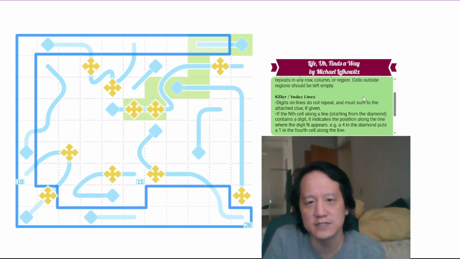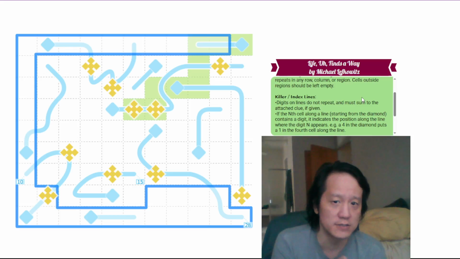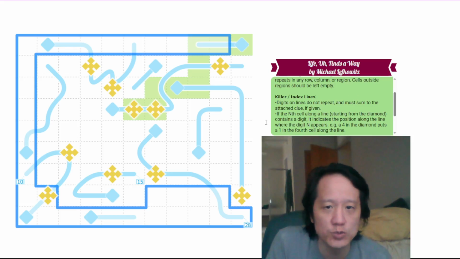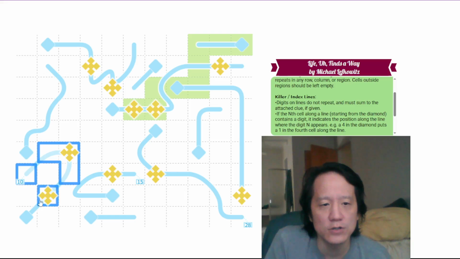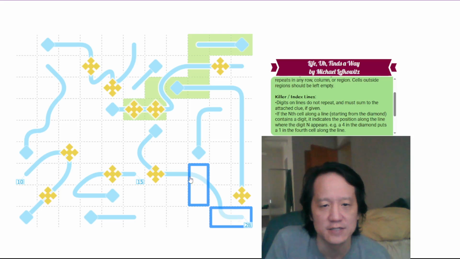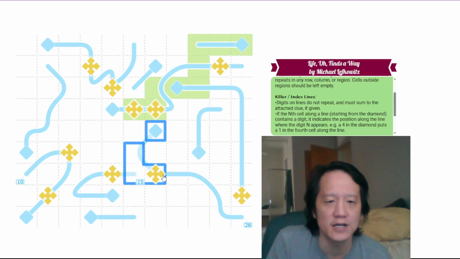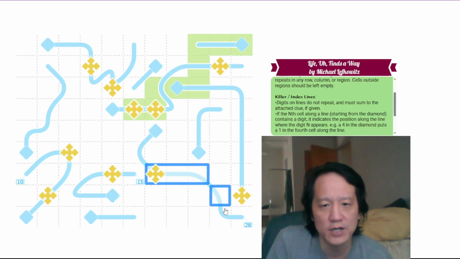Anyways, let's continue. We have killer/index lines, where digits on lines do not repeat and must sum to the attached clue if given. So that means all lines are killer/index lines. So you cannot have repeats, and they must sum to the attached clue if given.